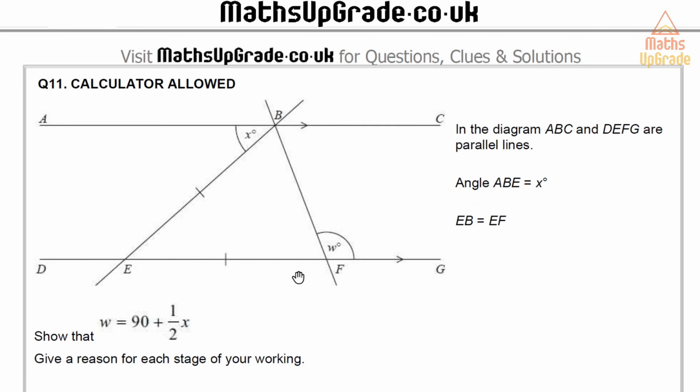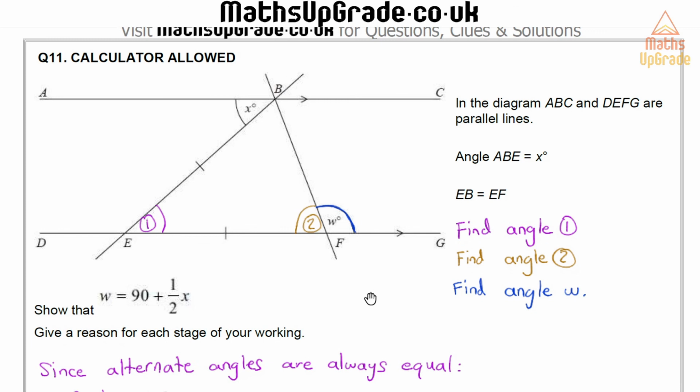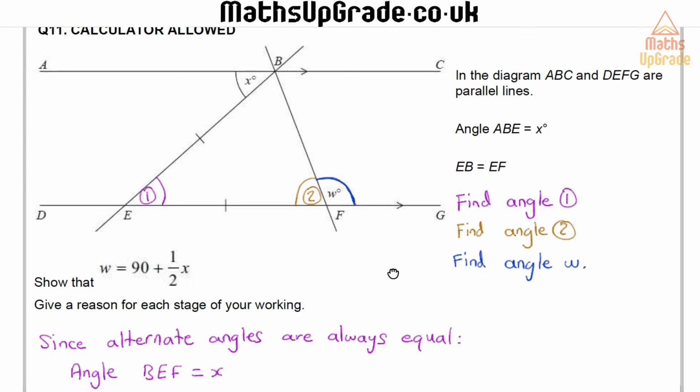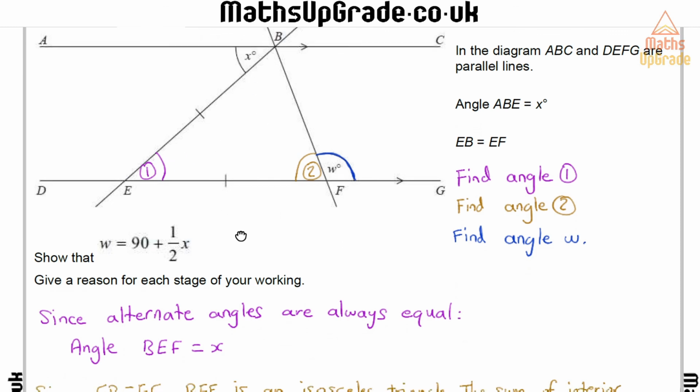Well, first of all, I'm going to find this angle down here, so I'm going to find angle 1. Then I'm going to find angle 2, as I've labelled it here. Then I'm going to use that to get an equation for angle W. So first of all, let's find angle 1. Since alternate angles are equal, angle 1 is going to be equal to that angle there, x. So that's straightforward. Angle 1 equals angle x.